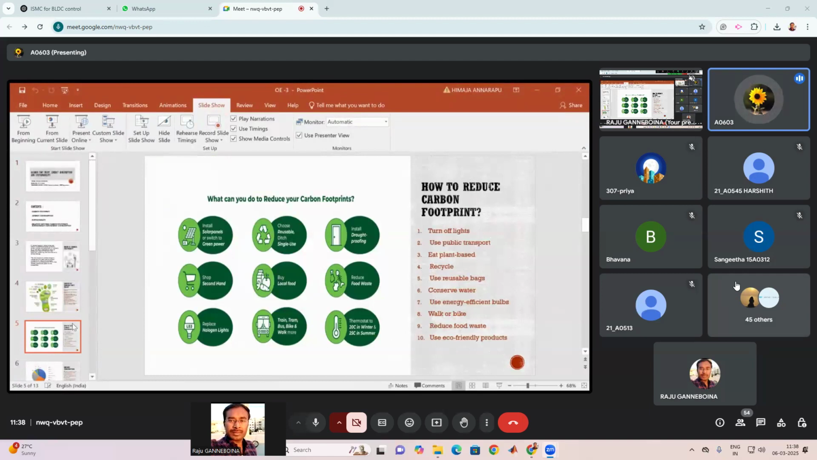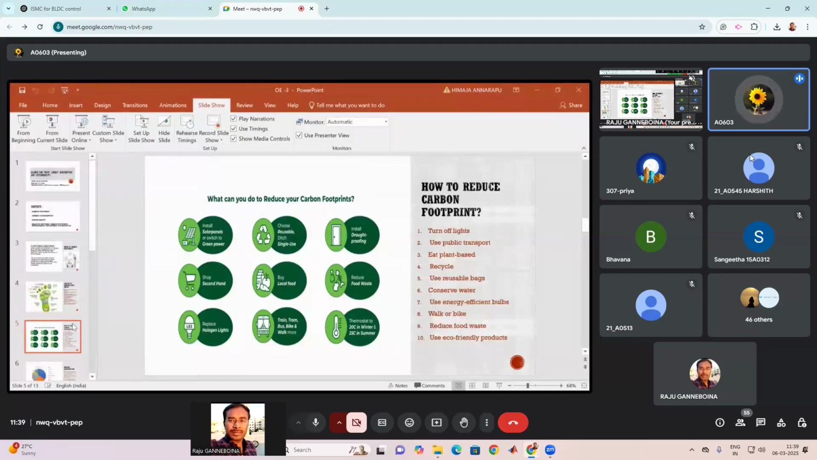Basically, there are small things which we have to do in order to reduce the carbon footprint of an individual. First thing is turning off lights and use public transport. In this generation, everybody is using an individual bike, or everybody needs a separate bike for themselves. Instead, we can switch to public transport and eating plant based. We should cut the meat, and we should use local food. We should recycle the things. And the fifth thing is use reusable bags and conserve water, use energy efficient bulbs, walk or take a bike.